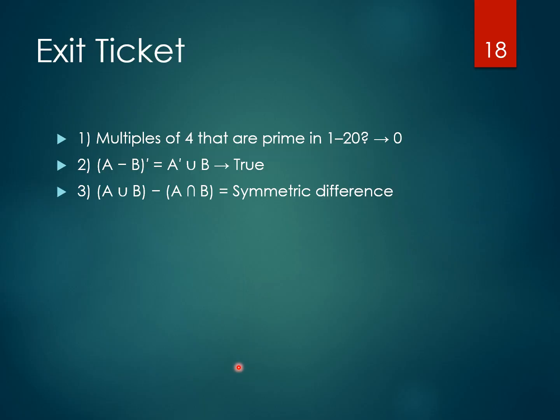Now, before we end, let's quickly solve these exit ticket questions. Multiples of 4 that are prime in 1 to 20: none. A minus complement of A minus B is equal to complement of A union B, which is true. (A union B) minus (A intersection B) is called the symmetric difference. This way you can self-check your understanding.